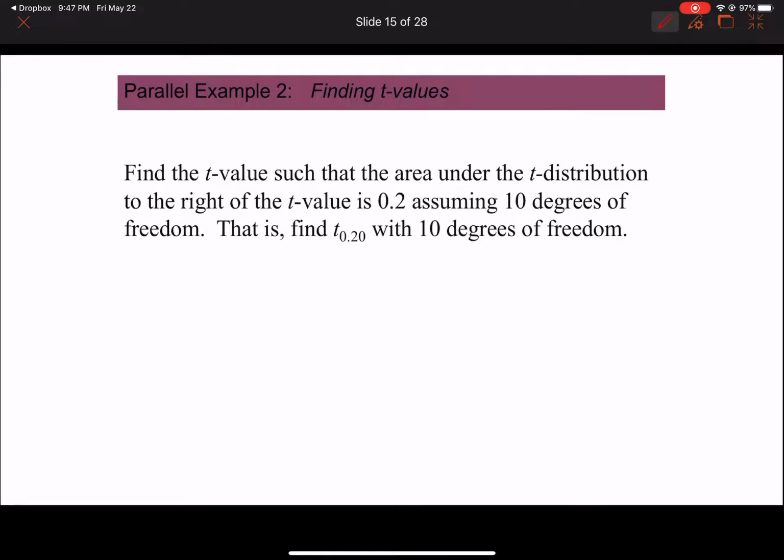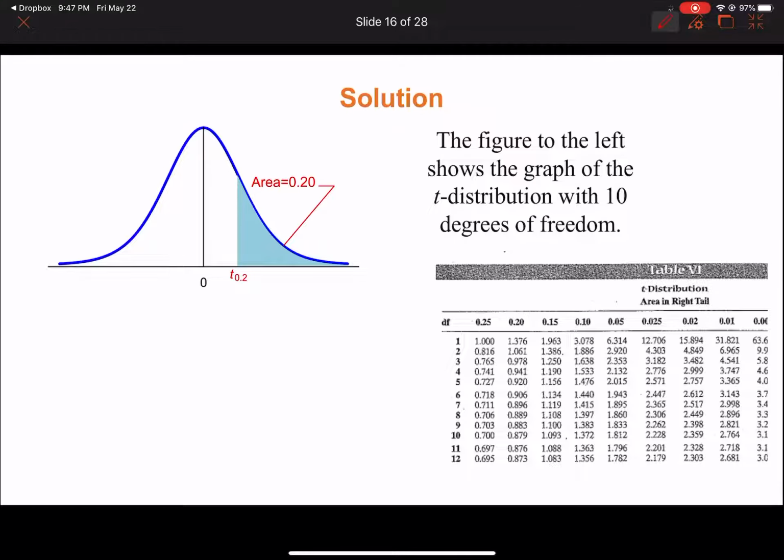We're going to find the t-value such that the area under the t-distribution to the right of the t-value is 0.2, assuming 10 degrees of freedom. That is, we're going to find t sub 0.2 with 10 degrees of freedom. Right now, I need you to pull out your t-table. I'm going to pull one up here, but I would like you to look at the t-table and follow along with me. Here's our picture, where this area right here is 0.2.